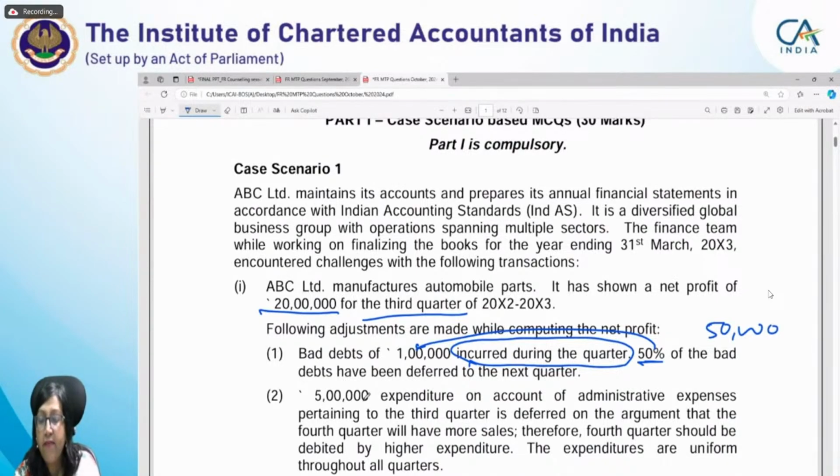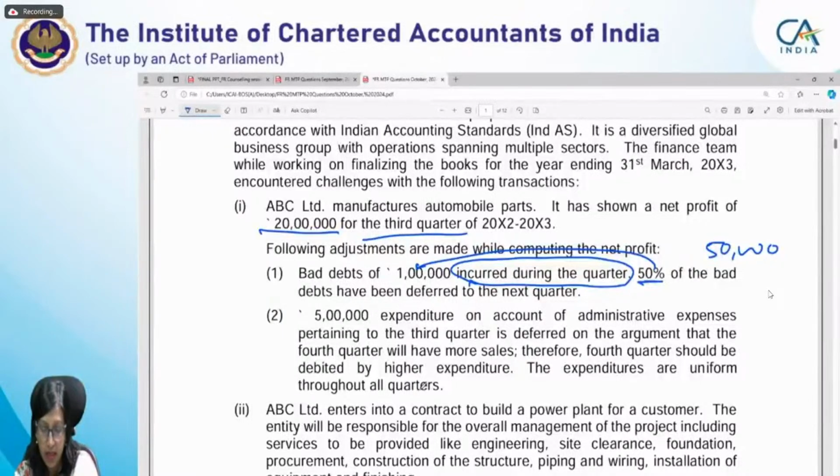Then, 5 lakh expenditure on account of administrative expenses pertaining to the third quarter is deferred on the argument that the fourth quarter will have more sales. Therefore, the fourth quarter should be debited by higher expenditure. The expenditures are uniform throughout all quarters. So here it is mentioned uniform throughout all quarters. If it is uniform, it means the expenditure which has been incurred in that particular quarter has to be charged in that particular quarter itself.